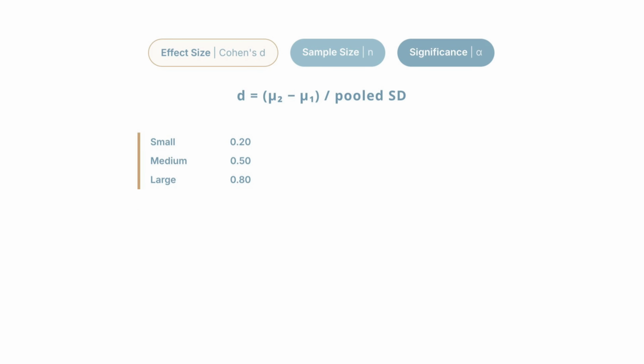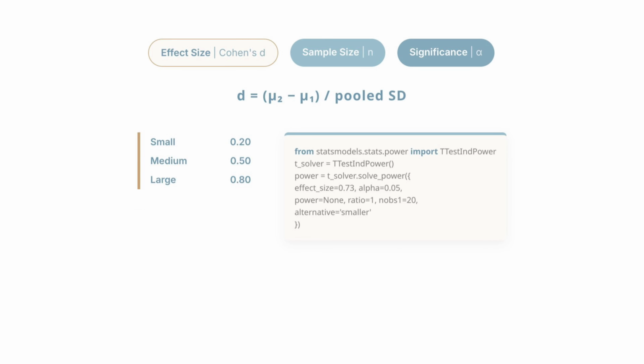Second is sample size. We use 20 customers per group. Third is the significance level. We set alpha at 0.05. If we enter all three into Python's statsmodels library using the TTestIndPower class, we obtain a power of approximately 0.73. That means with our current sample size, we have only a 73% probability of detecting this effect, which is below the 0.8 benchmark we are aiming for.